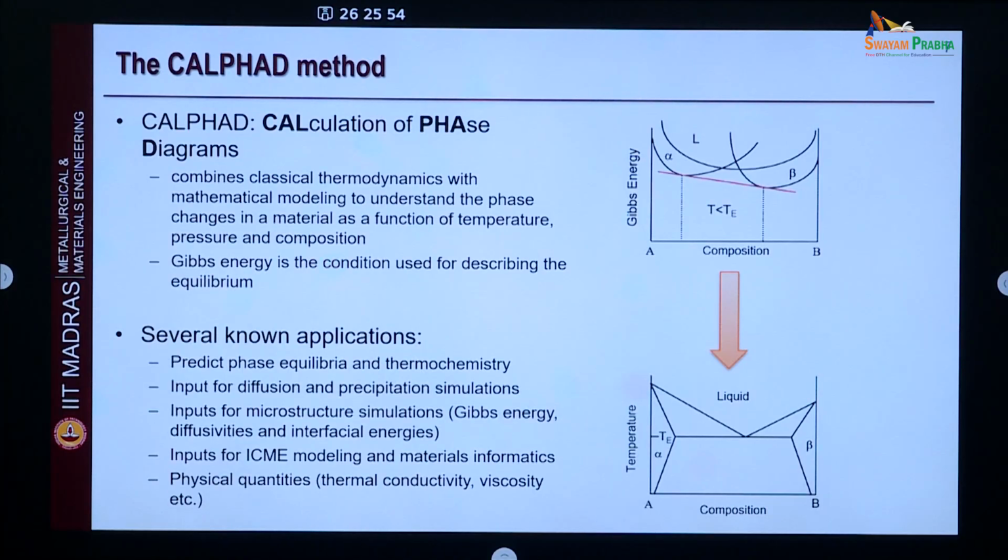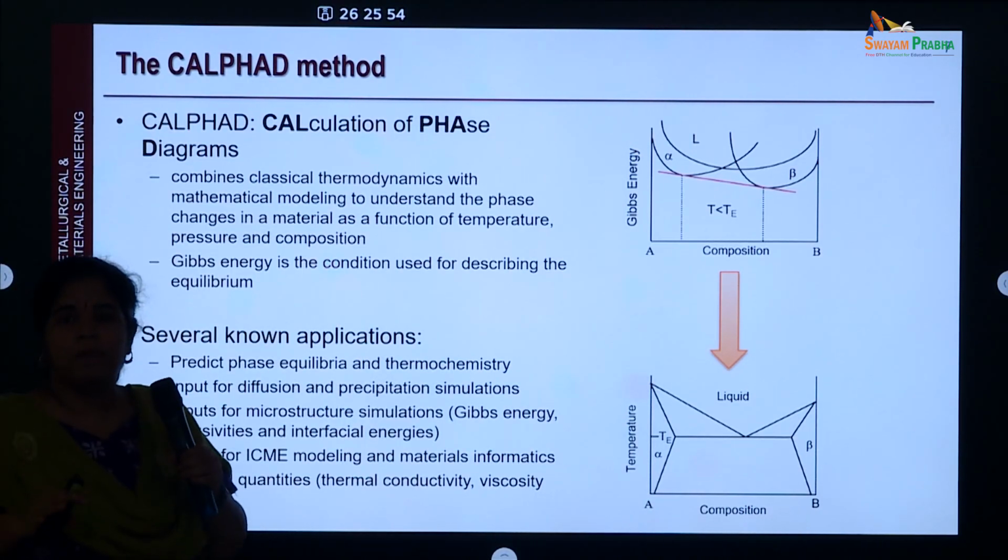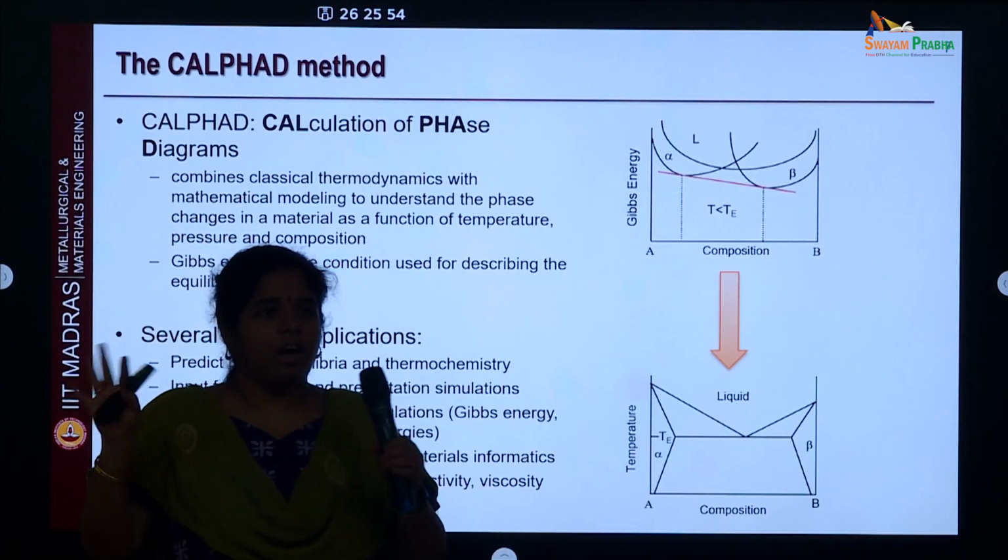Right? Okay. So now, since we are controlling the temperature, pressure, and composition, there is something known as equilibrium. How many of you know the concept of equilibrium? So yeah, what is equilibrium?